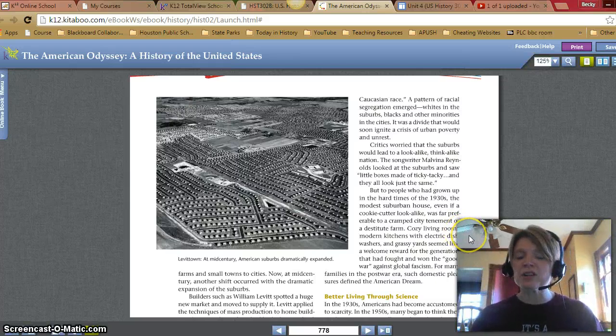Cozy living rooms, modern kitchens with electric dishwashers, and grassy yards seemed a welcome reward for the generation that had fought and won the good war against global fascism. For many families in the post-war era, such domestic pleasures defined the American dream.